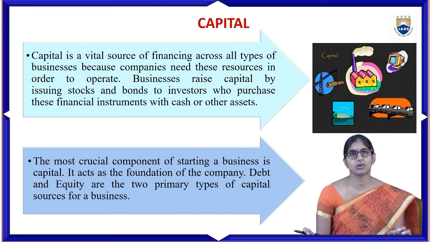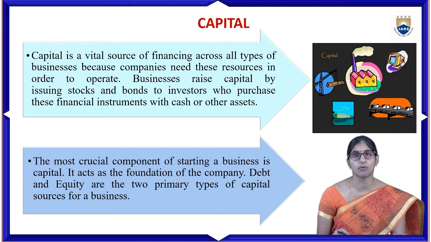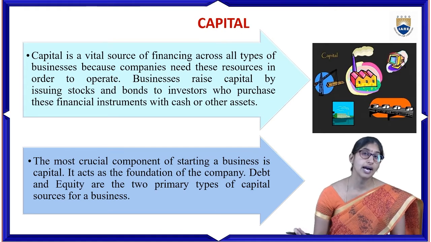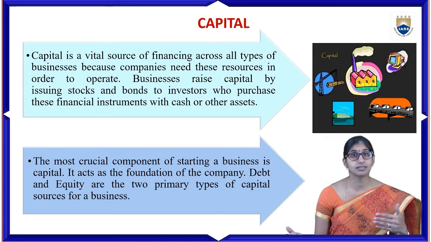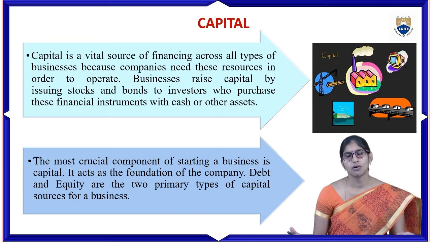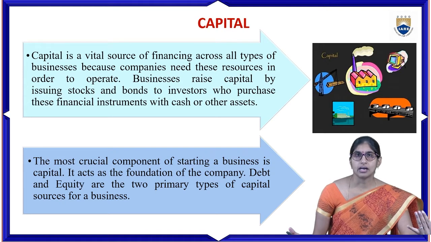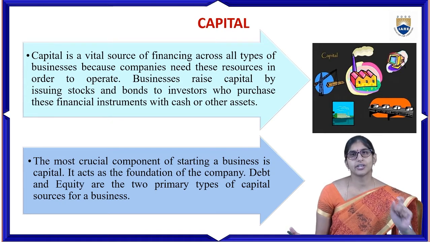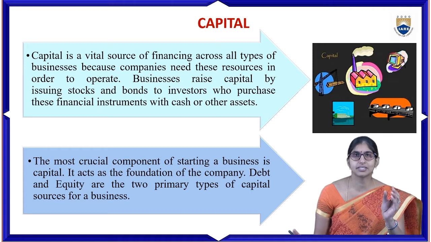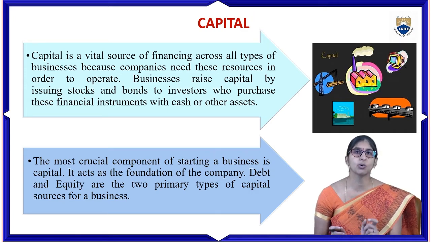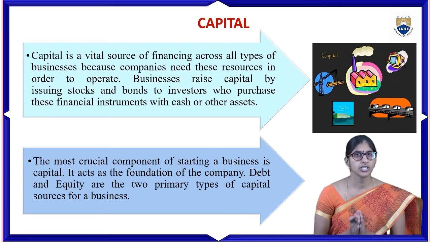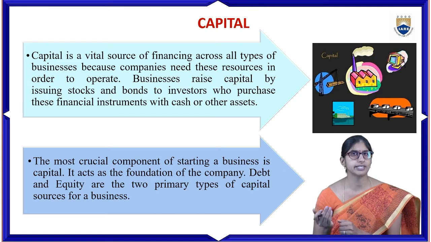Businesses raise capital by issuing stocks and bonds to the investors who purchase the financial instruments with cash or some other assets. So what are stocks and bonds? One must know what a stock is. Stock can be shares. So what is a share? A share is a unit of capital. We divide the whole lump sum amount into small parts, which we call a unit of the capital. That unit of capital is called a share. We generally call shares stock.